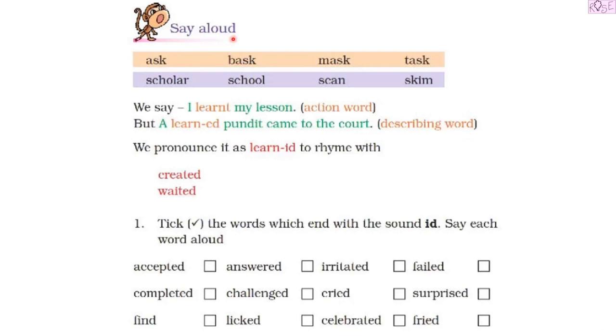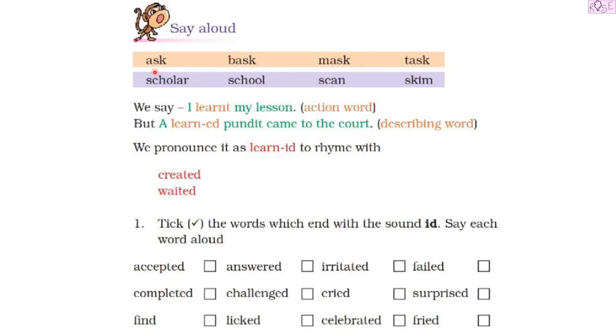Say aloud. First of all, we have to say all the words given in these two boxes loudly. Let's start. Ask, bask, mask, task. In all these words, which sound was repeating itself? Sk. Sk was repeating itself. Ask, bask, mask, and task.